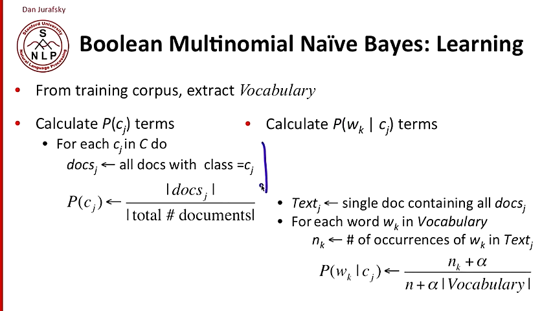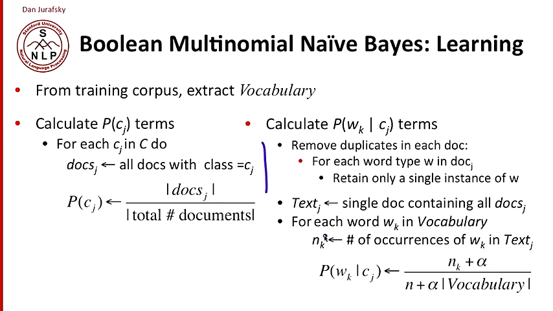Before we do our concatenating of all the documents into one big document and counting all the words in it, we are going to remove duplicates. So for each document, for every word type, we're just going to retain a single instance of that word. So if a word occurred 5 times, we'll keep only 1 copy of that word. And then we'll concatenate all of these documents, and then we'll do our counting and our add-1 smoothing and everything as we did before for naive Bayes. So that's our training algorithm for naive Bayes in the Boolean form.